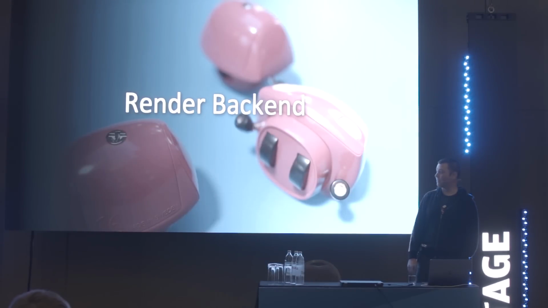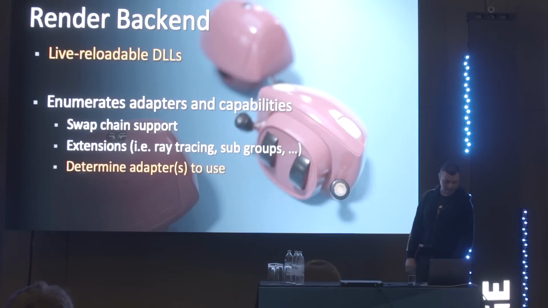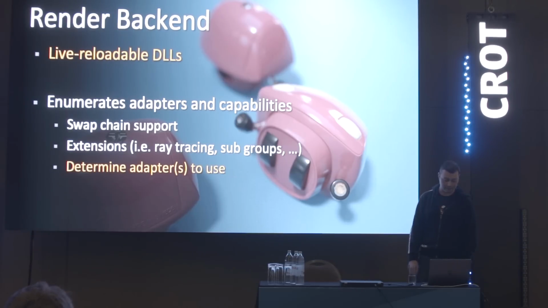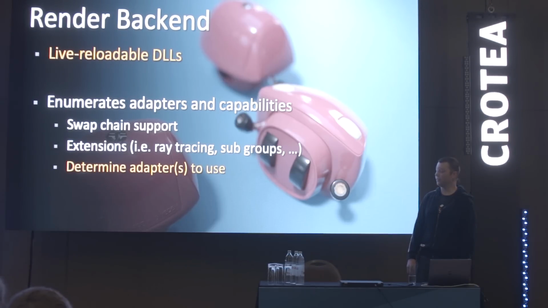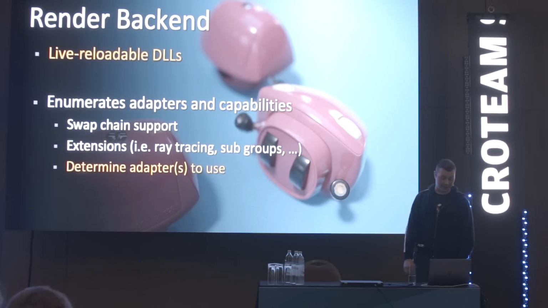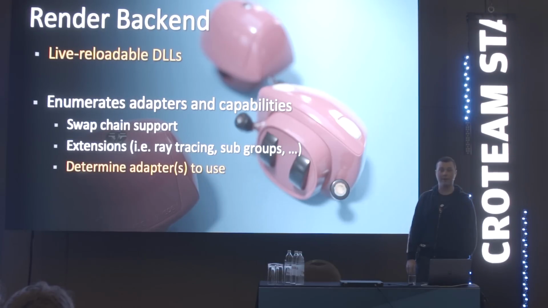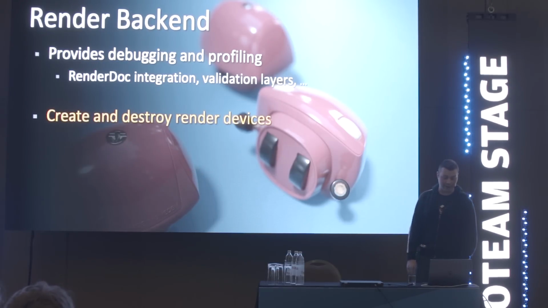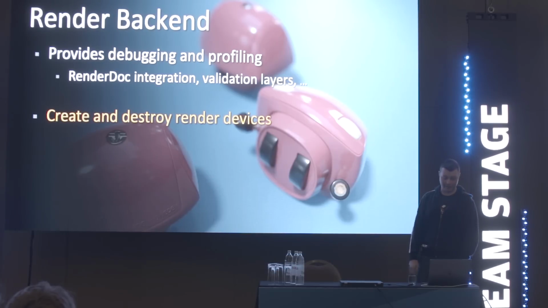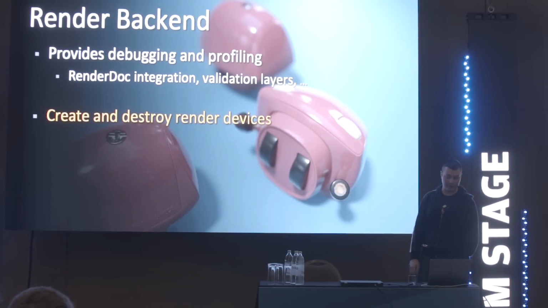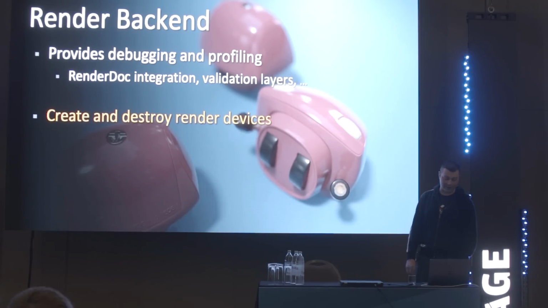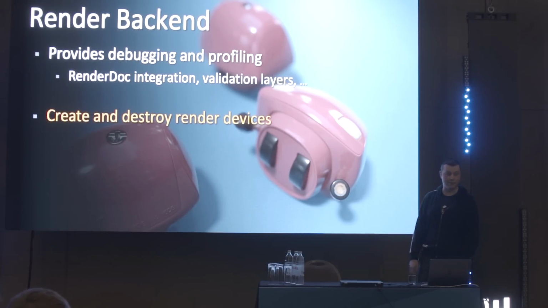The first layer I'll talk about is the render backend. Render backends are implemented as live reloadable DLLs. Each backend represents a particular API and provides enumeration of adapters and capabilities. In addition, the backends will determine the ideal adapters to use depending on the desired purpose. Each render backend also supports a debugging and profiling interface. This provides functionality like RenderDoc integration, CPU and GPU validation layers, etc. Most importantly, render backends support the creation and destruction of render devices, which I'll cover shortly.